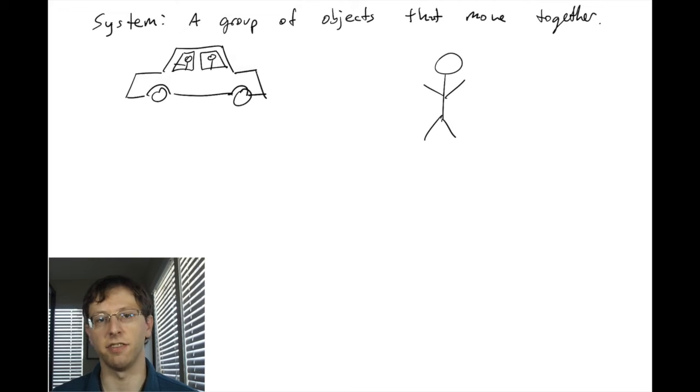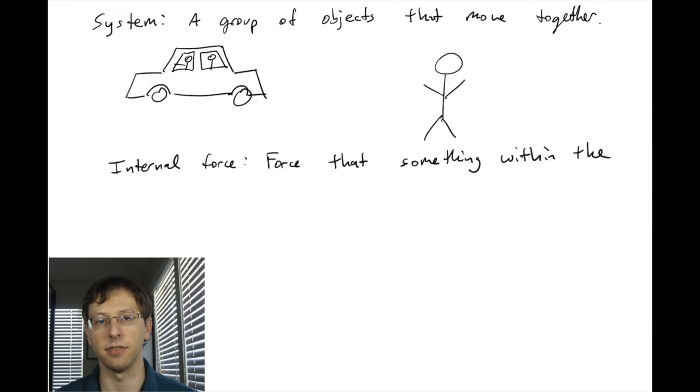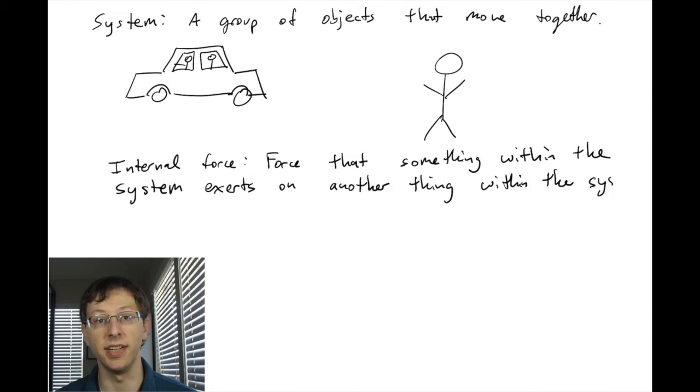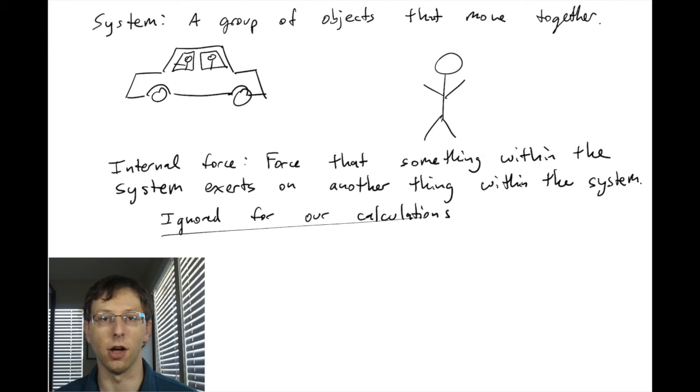And this lets us define two broad categories of forces. One is the internal forces, and these are forces that are exerted within a system. For example, if you're sitting in a car and you push on the door, then that push is an internal force because it's happening within the system. These internal forces are ignored for any Newton's law calculations, so you would not include those forces when you're calculating Newton's second law, for example.